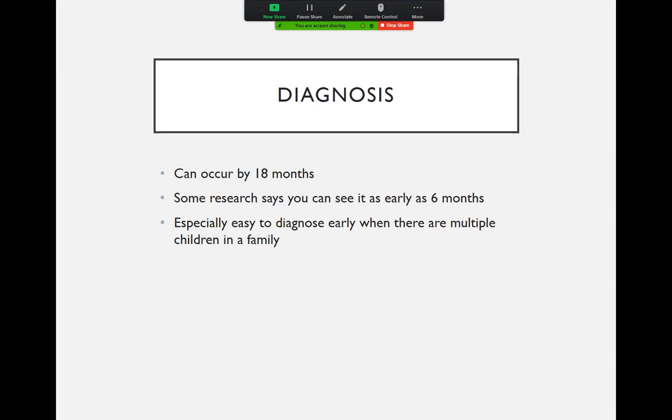We do see children in our autism waiver program who are diagnosed that young, which makes a big difference, because you can begin that early intervention, and you can begin services for this individual much earlier than you would have if you waited until 5. You lose out on services that are even available at that point if they wait so long. Some research says you can see it as early as 6 months.